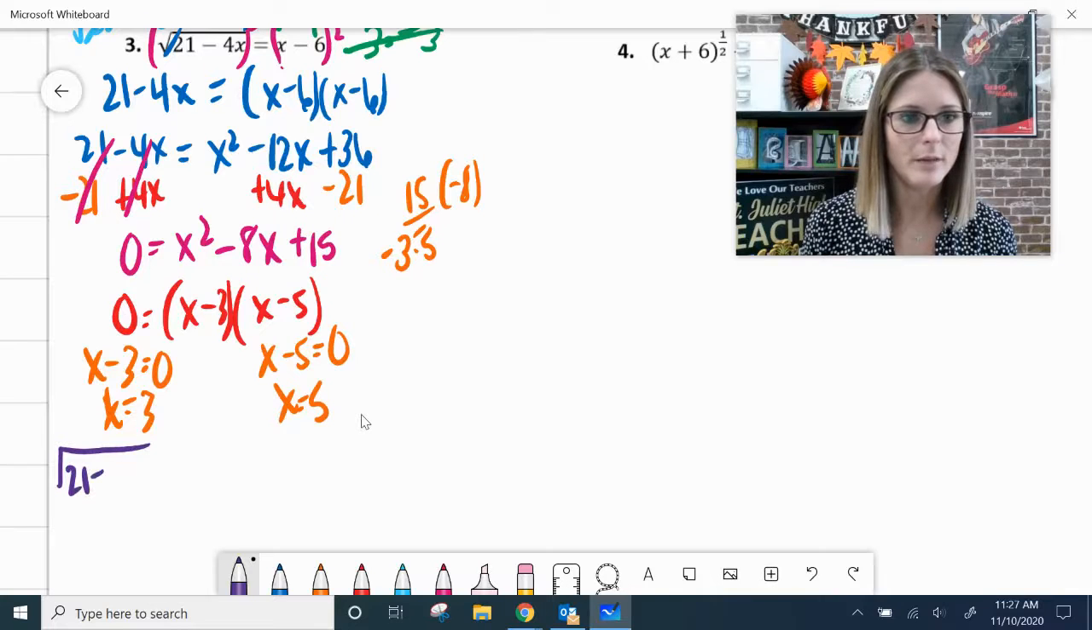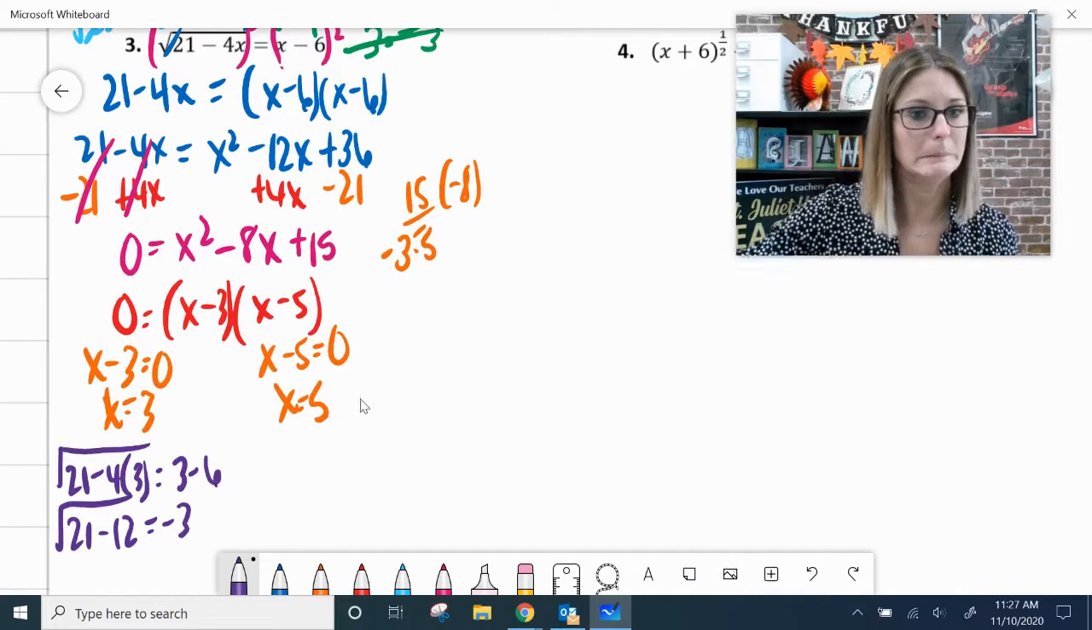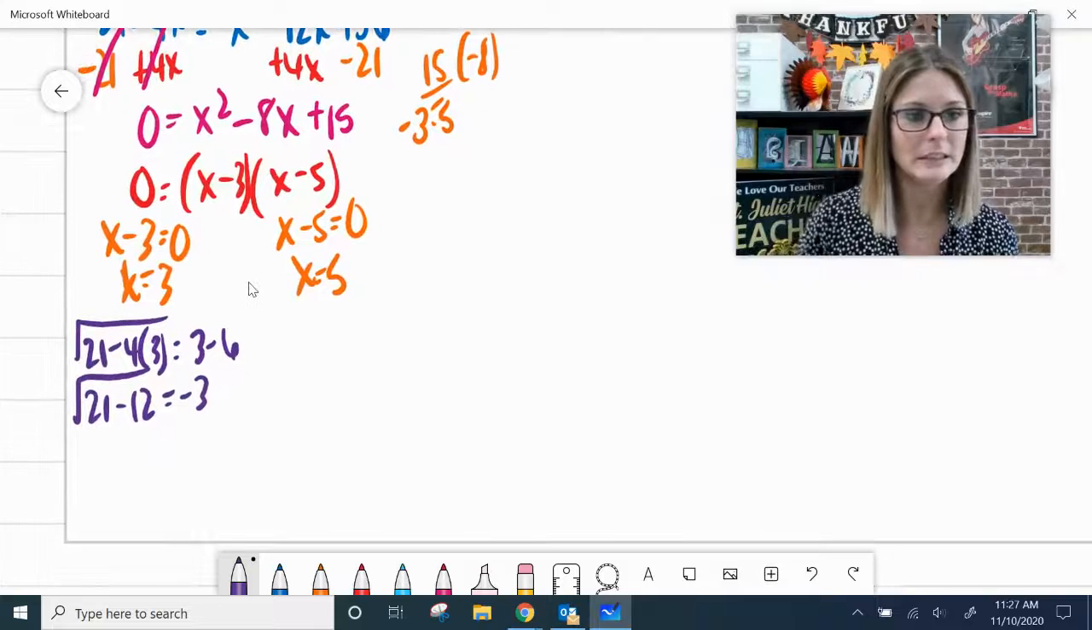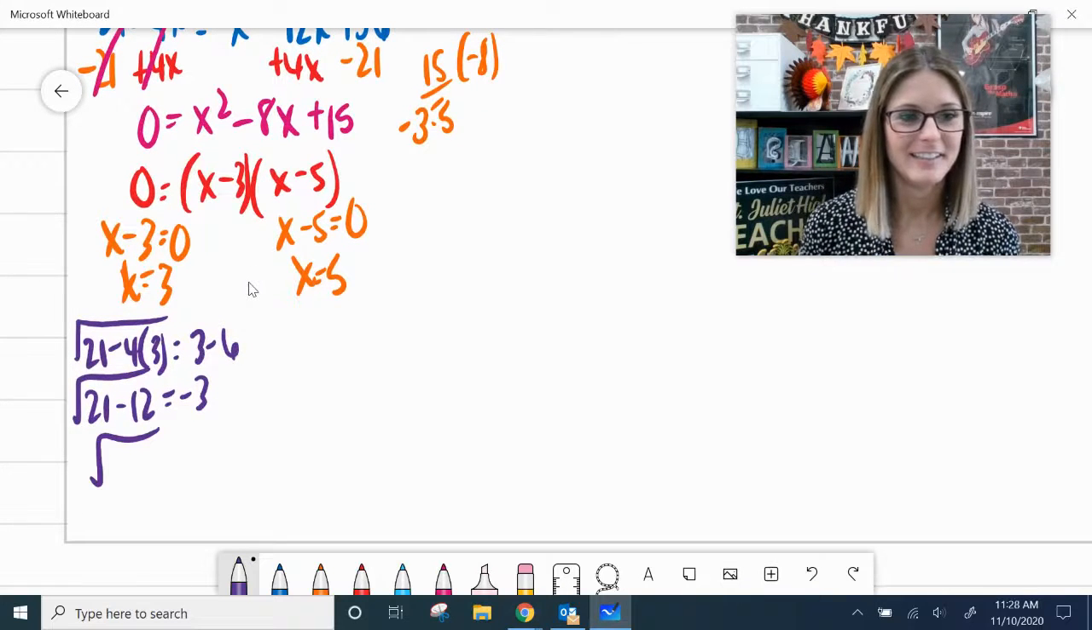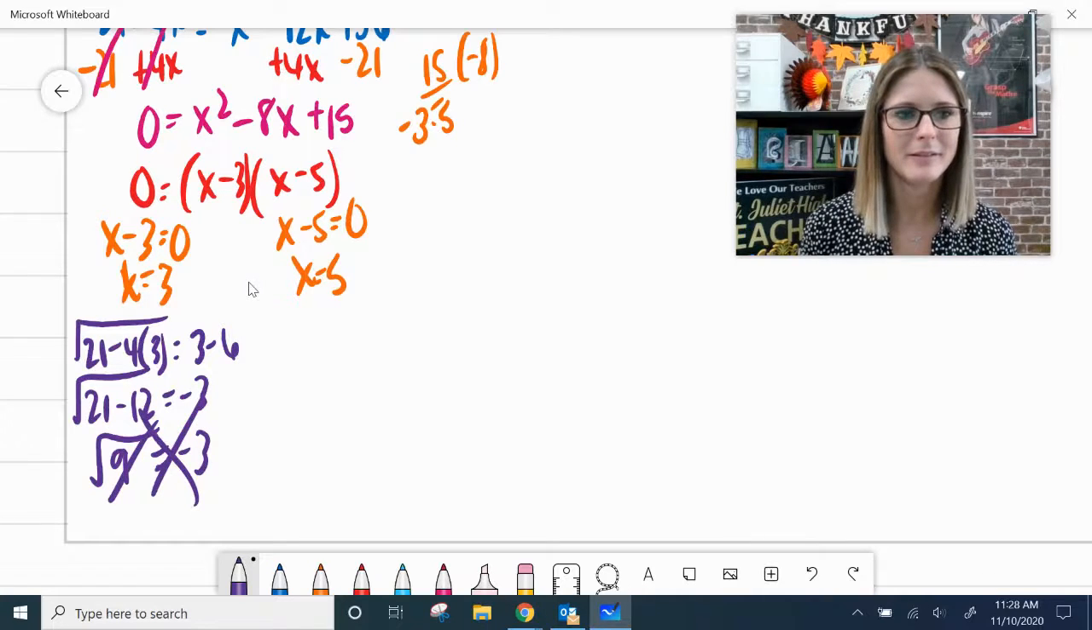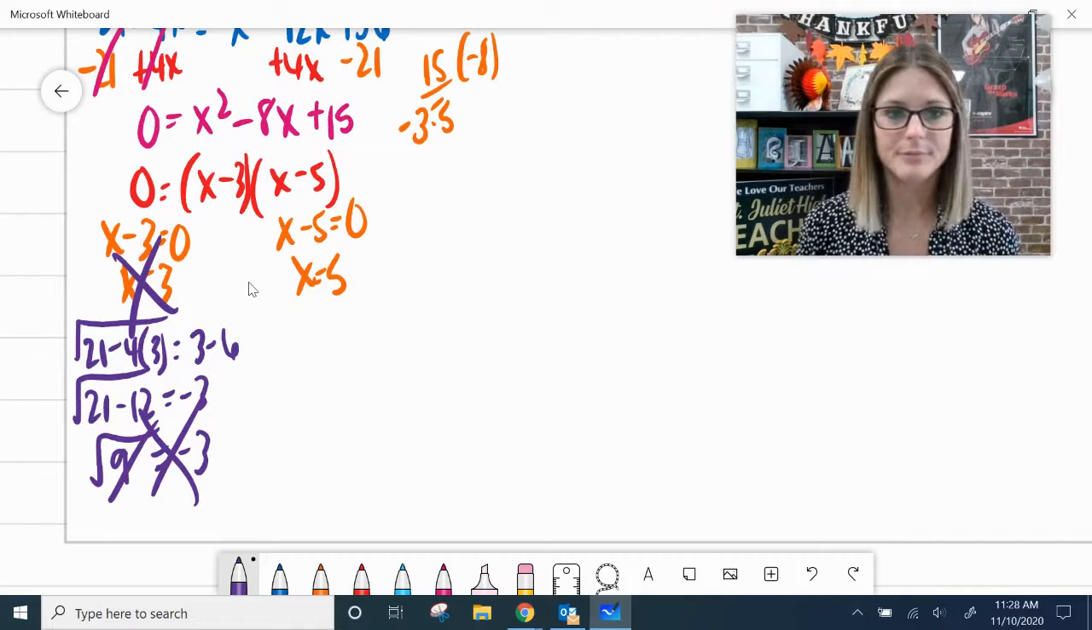Square root of 21 minus 4 times 3, is that equal to 3 minus 6? 21 minus 12. Is it equal to negative 3? Oh, I'm not sure about this. So square root of a 9, is that going to be equal to a negative 3? No, no way. That's not going to work. Toss that one out. Let's try the second one.